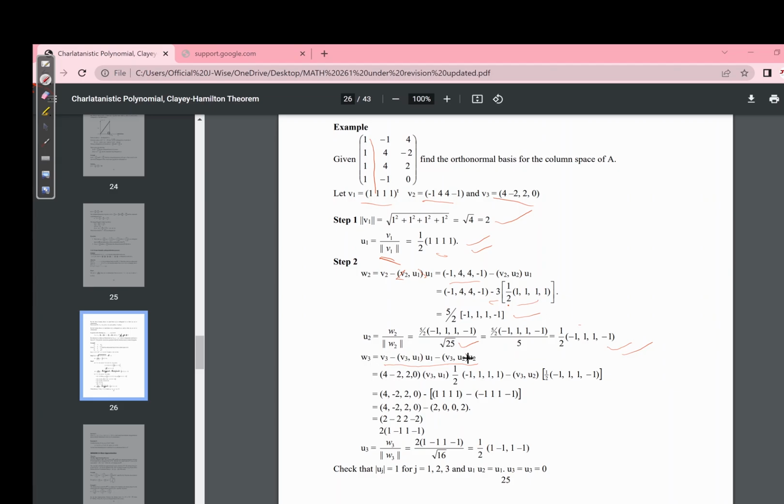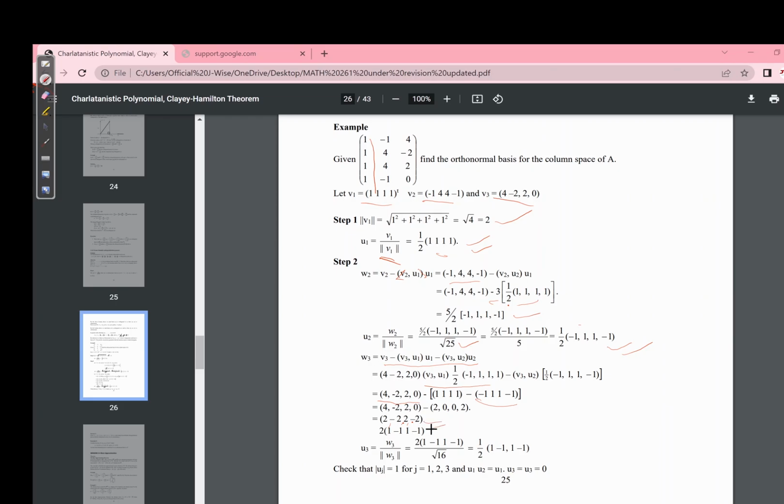Okay, so you get this is v3, that's 4, negative 2, 2, 0. Then after you have simplified this, the second term, that's the inner product of v3 and u1 times u1, you will get 1 1 1 1. Then the third term also gives us this. Okay, so when you are done, you simplify your results. After simplifying your results, you get 2 minus 2 2 minus 2. Okay, so you get this.